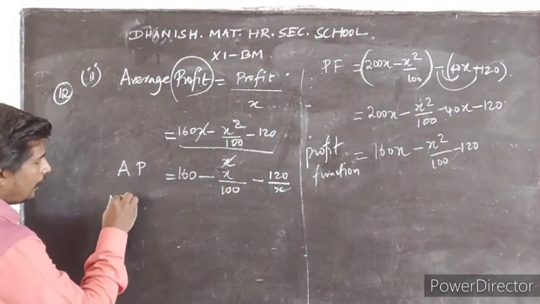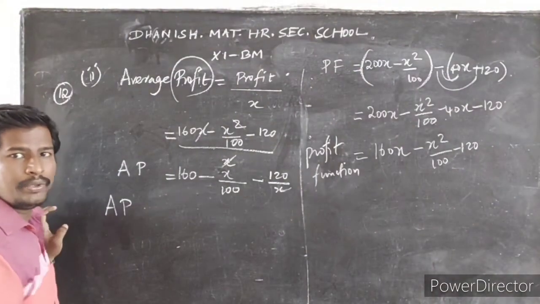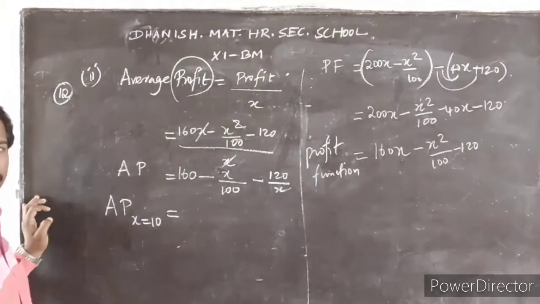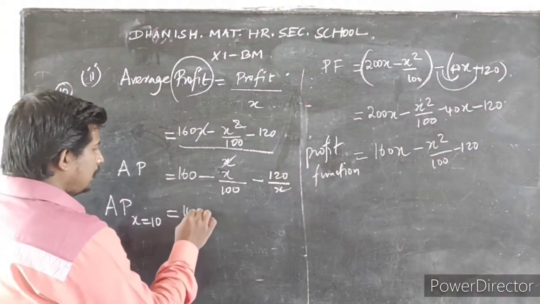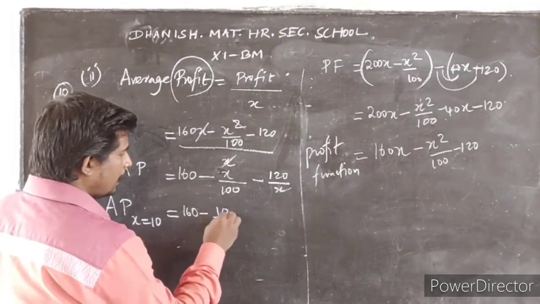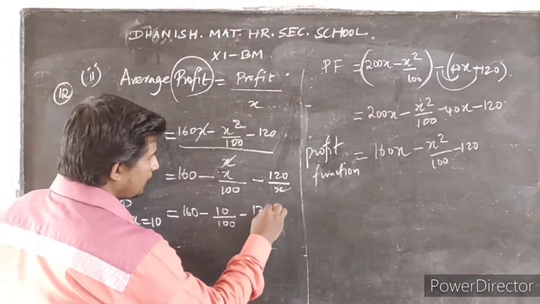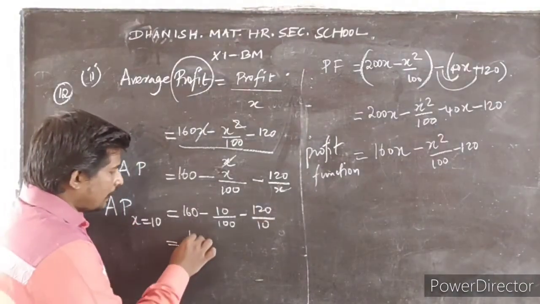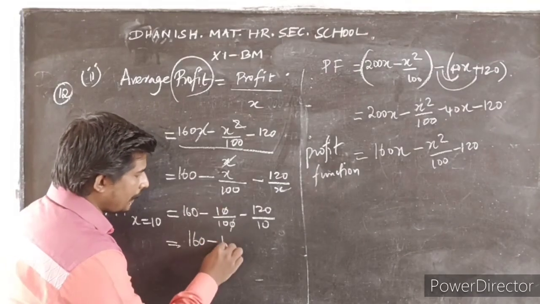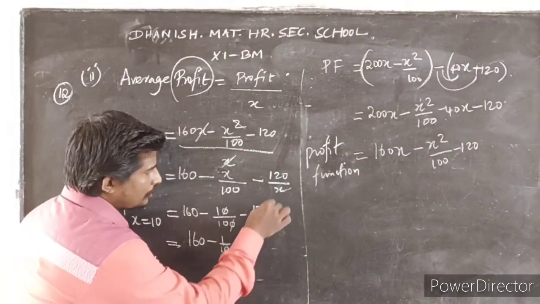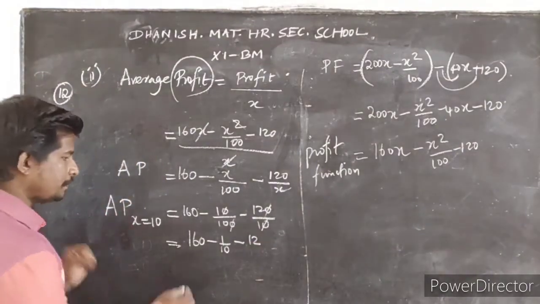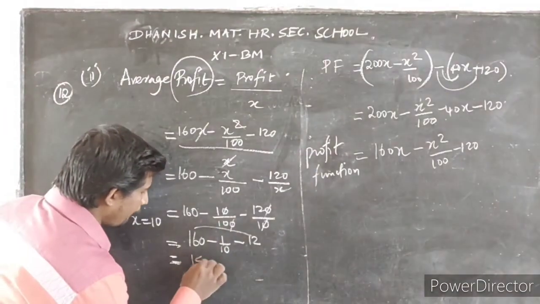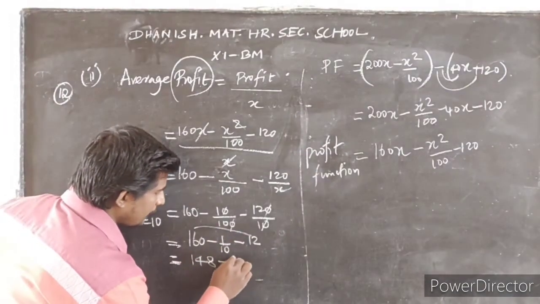Now we are going to find average profit at an output of 10 units. So we are going to substitute x as 10 in average profit. So 160 minus 10 by 100 minus 120 by 10. Now the next step would be 160 minus, 10 will get cancelled, so 1 by 10, minus 120 by 10 is 12. So 160 minus 12, 148 minus 1 by 10 is 0.1.